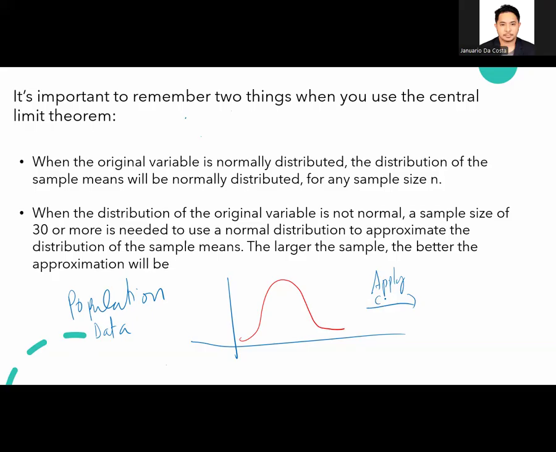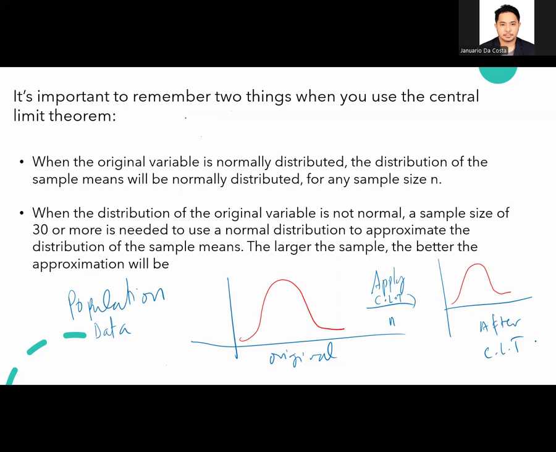theorem. Central limit theorem. Let's say you take any number of n, n1, n2, n3, any number of n, you will still get the same normal distribution. It doesn't matter, any number of n, if the original data is already a normal distribution. This is the original. This is after you apply the central limit theorem. Okay, that's the first bullet point.